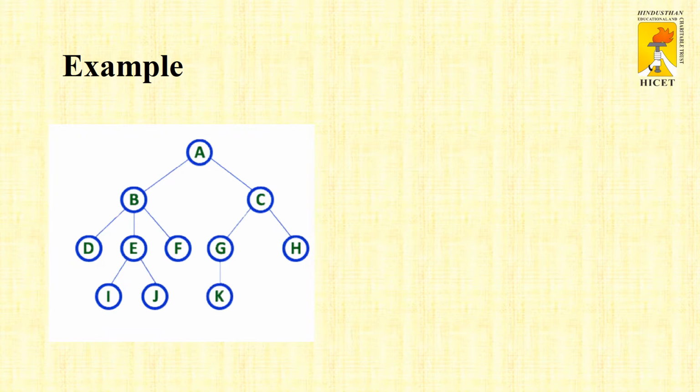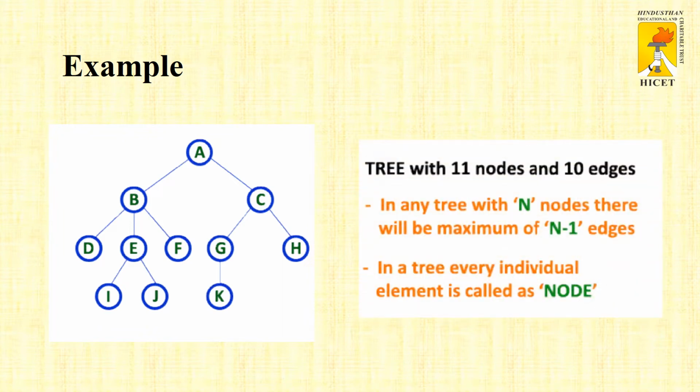See, here in this example, there are nodes from A to K. The circle represents the nodes and the line connecting the two nodes represents the link between the two nodes. I call this link an edge. So here in this example, I have totally 11 nodes and 10 edges. In general, if I take any tree, a tree will have n nodes and n minus 1 edges. Now we will see some terminologies.